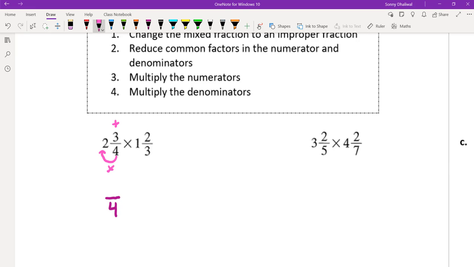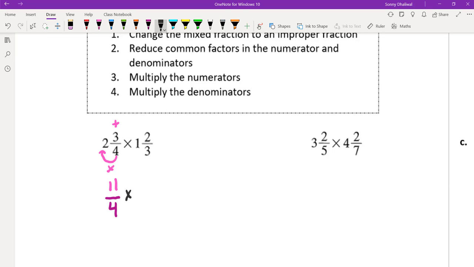The reason we do this is that the 2 out front is saying that we have two of these. It's saying that we have 2 of those, and then on top we have another 3. So that's why we multiply these. 2 times 4 is 8 plus the 3 gives us 11. Remember, multiplication is just a fast way of adding. That's the reason why we do that. So we get 11 there.